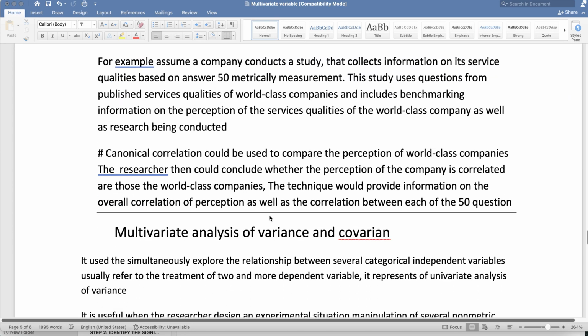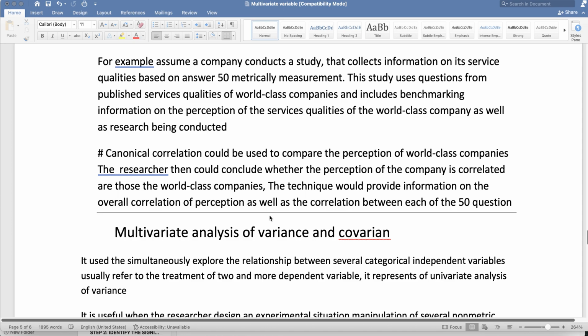Canonical correlation could be used to compare the perception of world-class companies. The researcher then could conclude whether the perception of the company is correlated with those of the world-class companies. The technique would provide information on the overall correlation of the perceptions as well as the correlation between each of the 50 questions.